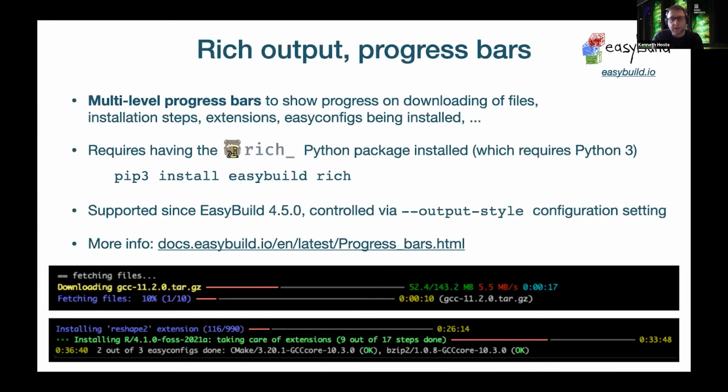And a small and mostly cosmetic enhancement to EasyBuild is that it can produce some rich output and progress bars while it's doing the installations. All you need to do for this is install the rich Python package. So if you do a pip3 install of both EasyBuild and rich, and then you start running EasyBuild, you will get these progress bars automatically. That's just a nice to have, and it gives you some information while the installation is still running, how things are progressing.